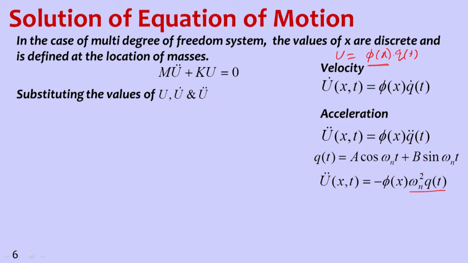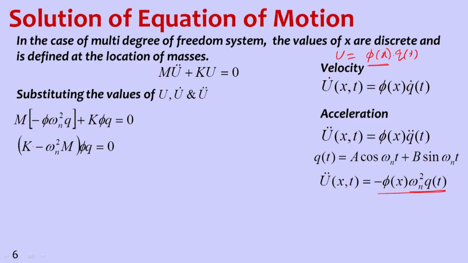Then if we substitute the values in the basic equation, m u double dot is replaced with minus m phi omega n square q, plus k phi q. If we rearrange the terms, we get k minus omega n square m multiplied by phi and q, which should be equal to 0. For a non-trivial solution, q cannot be 0. If q is 0, there is no solution.